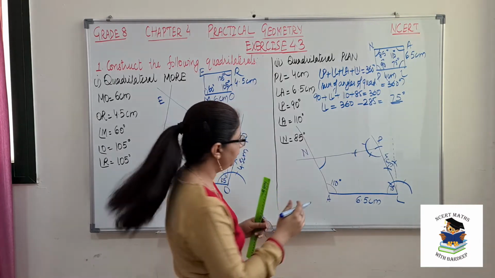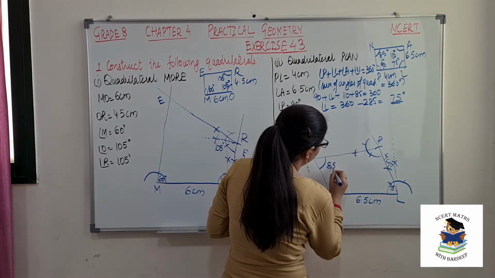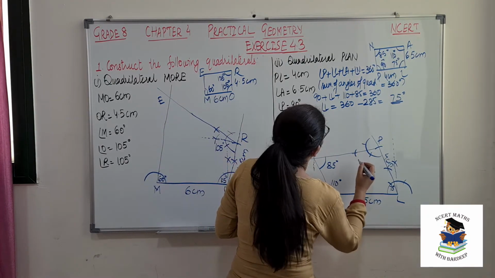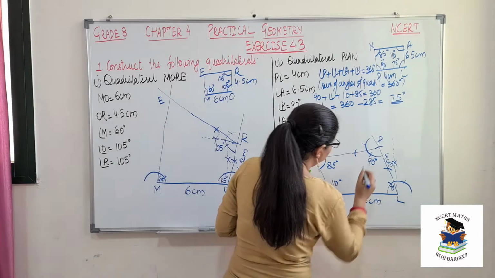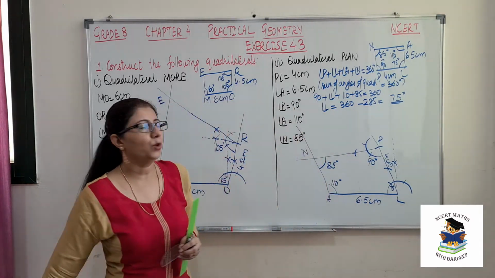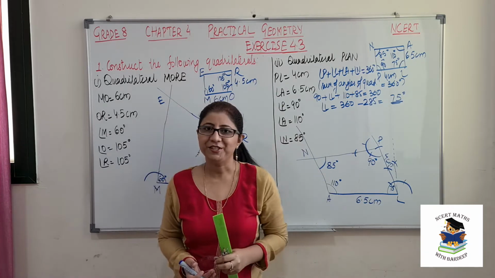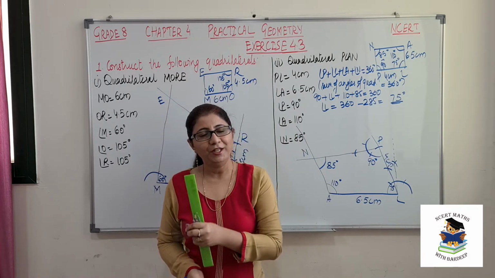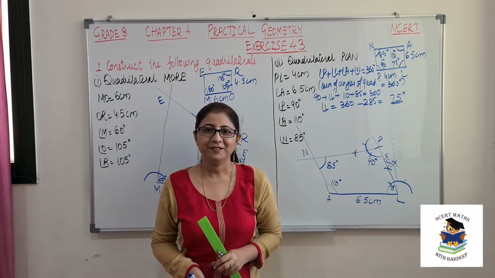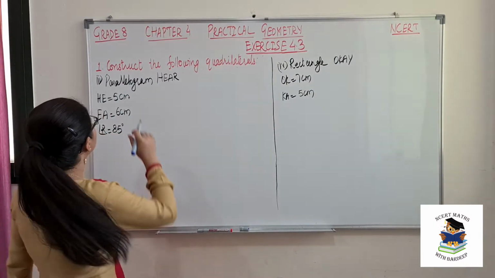And you can check with your protractor that this angle will be automatically 85 degree. Sorry, this is 90 degree. So this is our quadrilateral for these dimensions. I hope this is clear. Now let's move on to the next one. So let's see the third part.